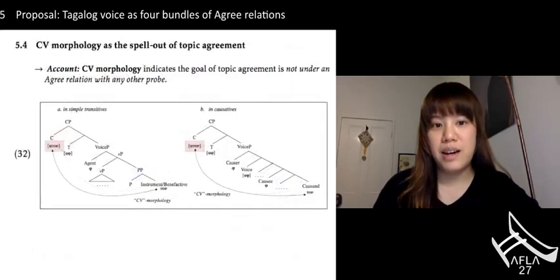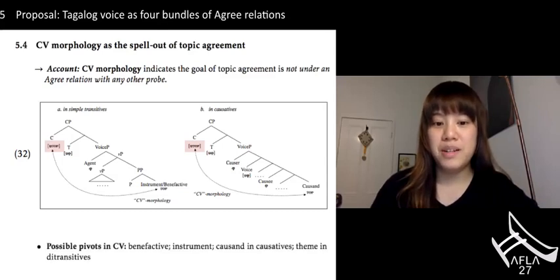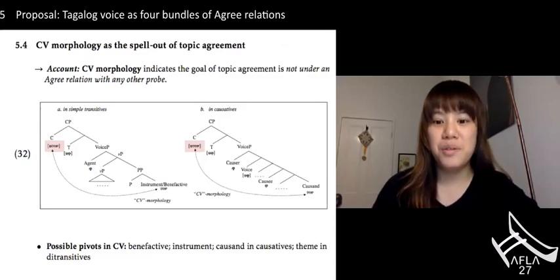And finally, I assume that CV morphology is actually the spell out of topic agreement when the goal of U-Top is not under any other agree relation with another probe. And this offers an account for why possible triggers of circumstantial voice morphology include arguments that are structurally low or adjuncts attached to the verb phrase, which are not locative phrases.